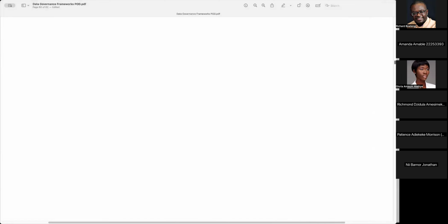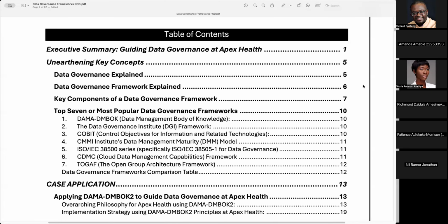Okay, so to wrap up our deep dive today, we started by defining data governance, that essential system of decision rights and accountabilities needed to manage data reliably, securely, and ethically. We explored how data governance frameworks provide the necessary blueprint or structure, outlining key components like clearly defined roles, actionable policies, standardized processes, and enabling technology. And we examined 7 of the leading frameworks discussed in the source material: DAMA, DMBOK, DGI, COBIT, CMMI-DMM, ISO/IEC 38500, CDMC, and TOGAF, getting a feel for their different strengths, focus areas, and underlying philosophies on how best to approach data governance and management.